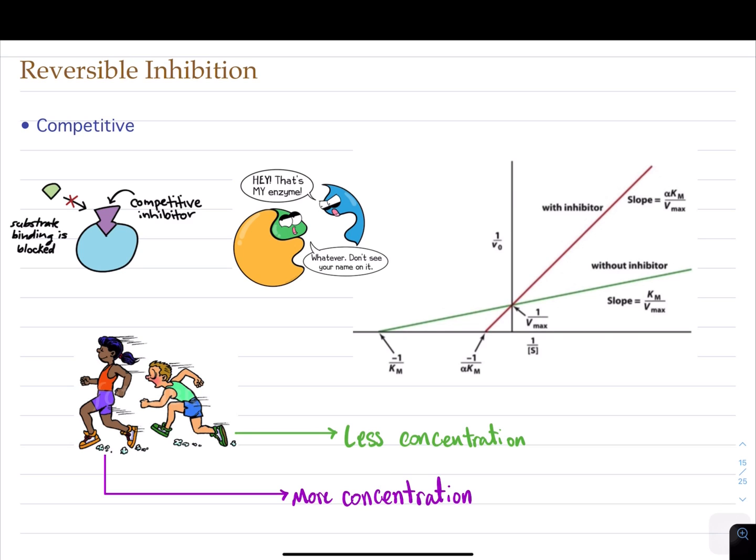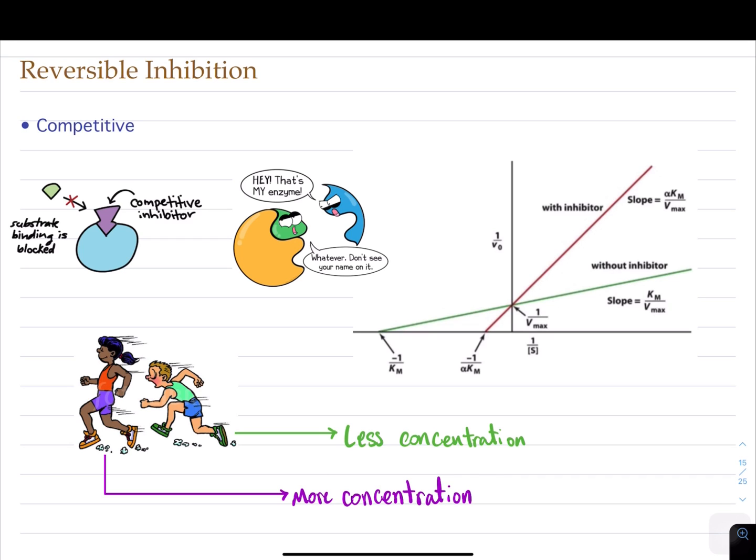I think it's called the competitive inhibitor because if the substrate concentration is higher than the inhibitor concentration, it is more likely for the enzyme to bind to the substrate. So I think about it like a competition between the inhibitor and the substrate, and whichever has the higher concentration will win the race, if you will, and bind to the enzyme.